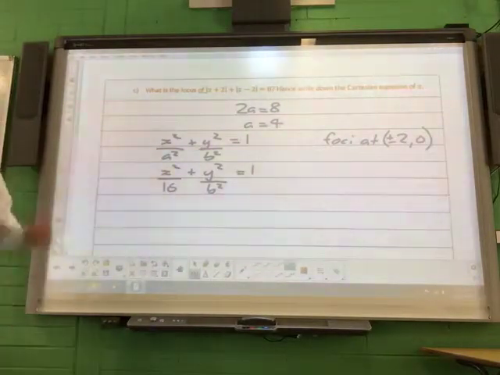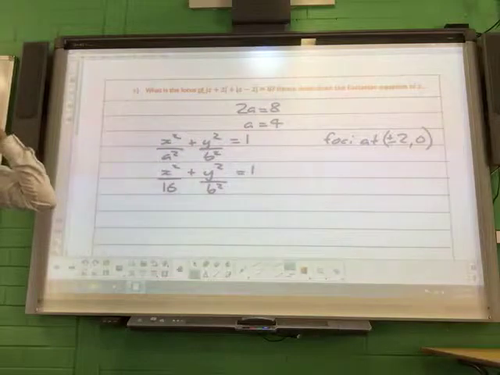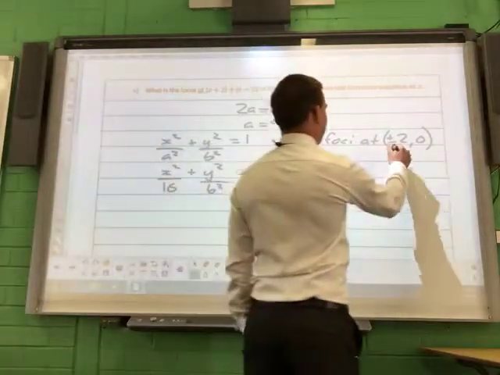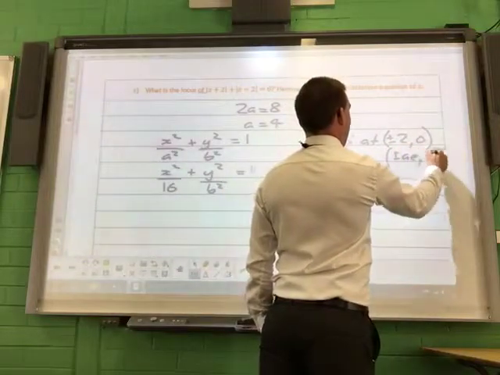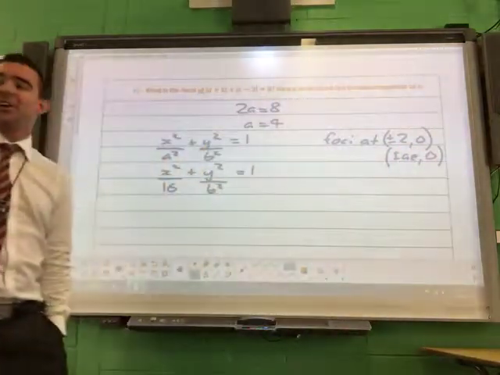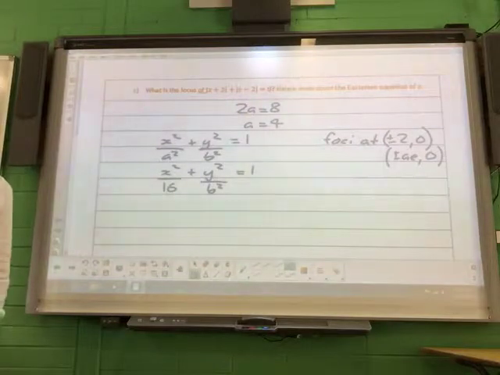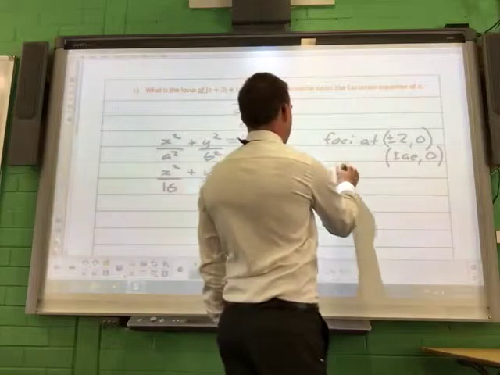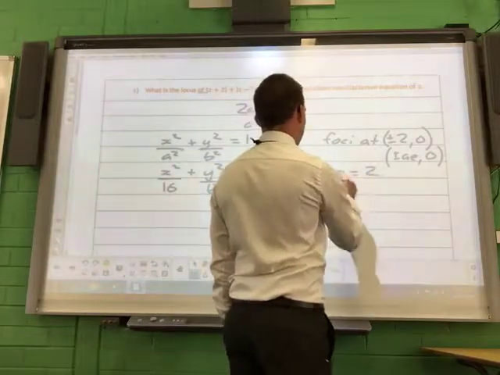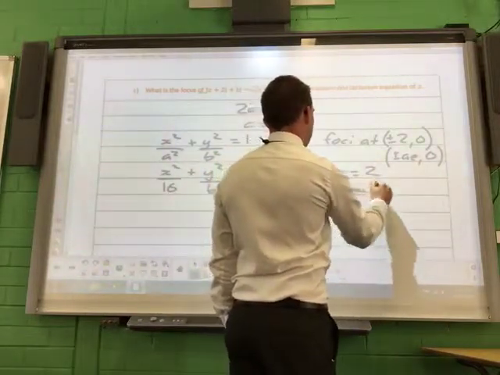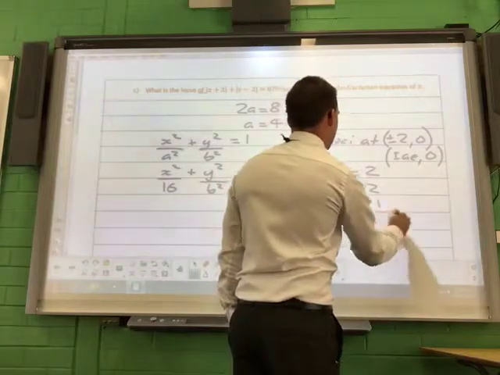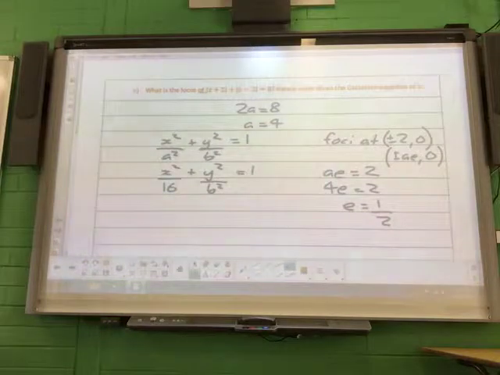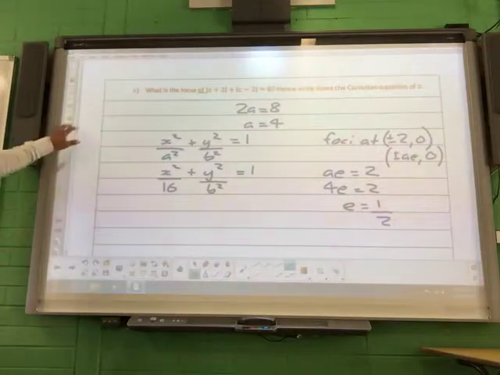2a times e equals 2. That's our general form of the foci. So ae is equal to 2. So 4e is 2, e is a half. Right, so now I've got the e. I know what a is. I can now much more straightforwardly find the value for b.